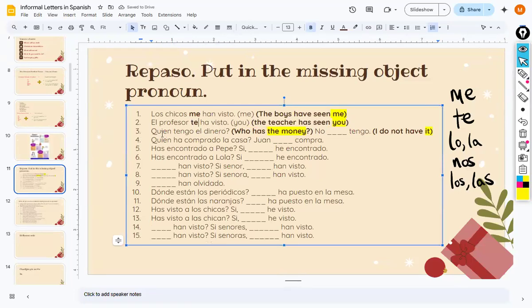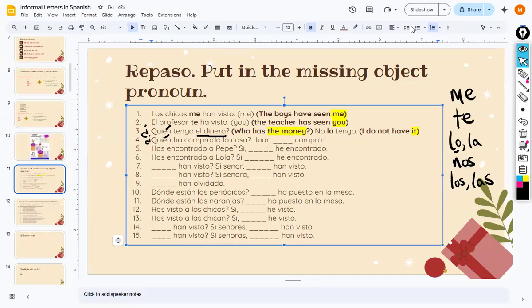All right. ¿Quién tiene el dinero? Who has the money? And we need a little upside down question mark here. So the money is el dinero. So it's masculine, so we need the masculine. I do not have it. So what is the word for it? When the noun being replaced is masculine, lo. All right, so these are examples, and it's also a little practice for us as well. So start by taking down the first three, and then we're going to continue with the others.